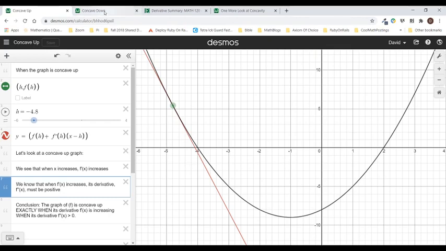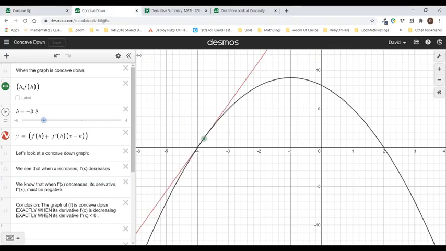Let's talk about concave down. It's going to be very similar. Here I have a graph that is concave down. Remember that a graph is concave down when it looks like part of a frown. So any part of this graph is concave down because any part of this graph is part of this frown. If I start moving the point on the graph from left to right, you can see I have a very positive slope, much less positive, 0, a little bit negative, more negative, more negative, more negative.